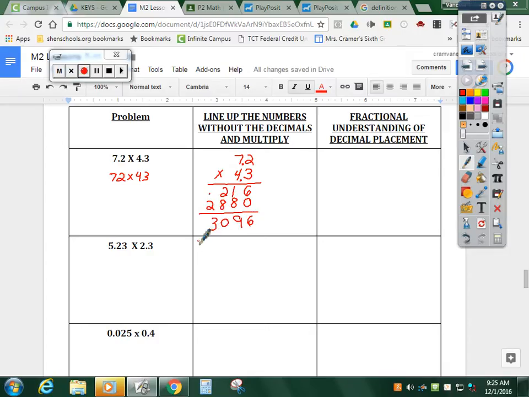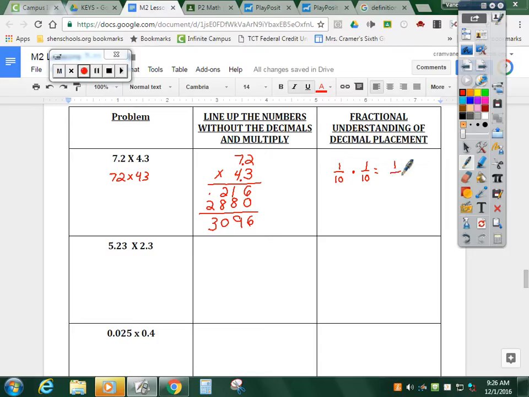And now here comes the most important part. You have to put the decimal in your product. And this is where this column comes in. There is a fractional understanding of where to put the decimal. 7 and 2/10 means that you have a decimal in the tenths place. 4 and 3/10 means you have another decimal in the tenths place. And when you multiply fractions, you're going to do top times top, bottom times bottom.